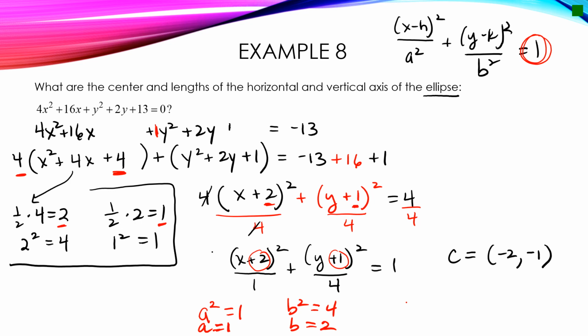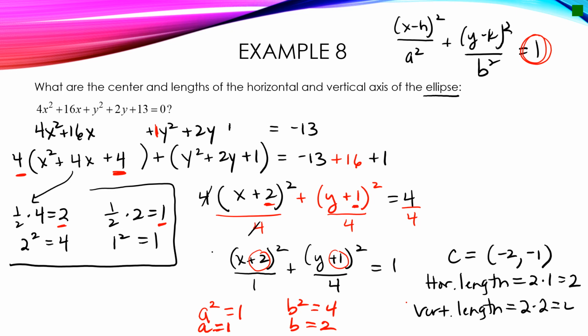Well, the horizontal length is going to be 2 times that a value, or 2, and my vertical length is going to be 2 times my b value, or 4. And I didn't ask you to do it on this one, but I would hope that with this information you would be able to graph it and then identify the major and minor axis.